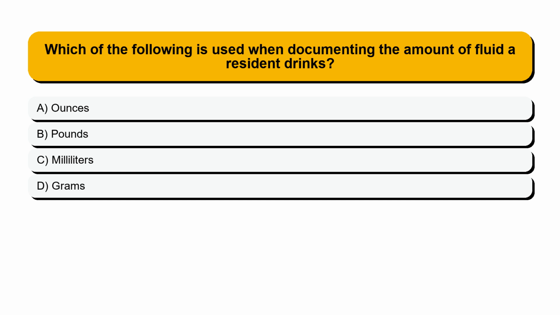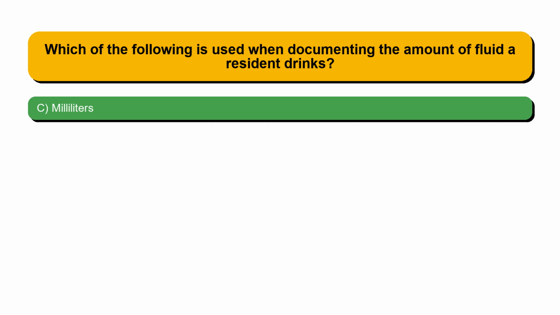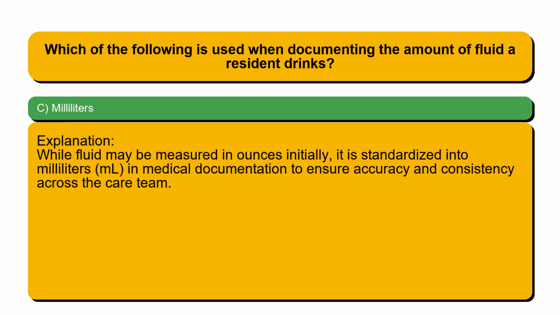Question 81. Which of the following is used when documenting the amount of fluid a resident drinks? Option A, ounces. Option B, pounds. Option C, milliliters. Option D, grams. The correct answer is option C, milliliters. While fluid may be measured in ounces initially, it is standardized into milliliters, ml, in medical documentation to ensure accuracy and consistency across the care team.